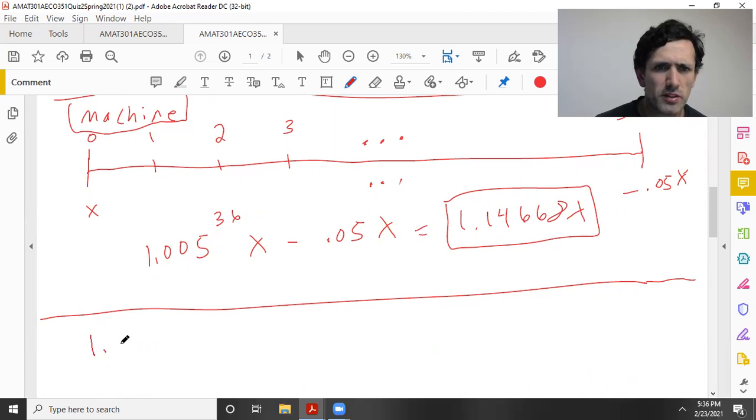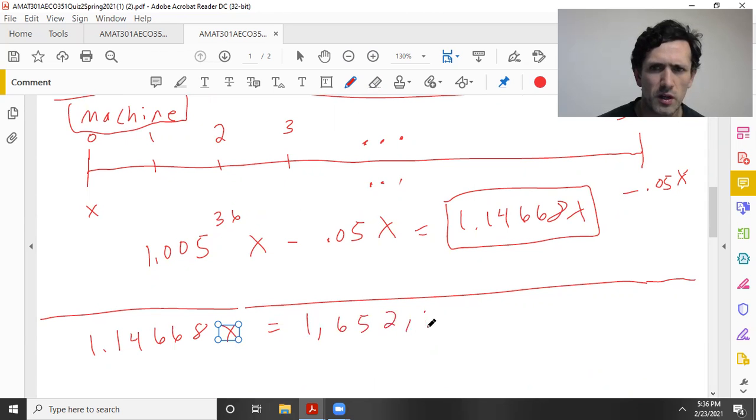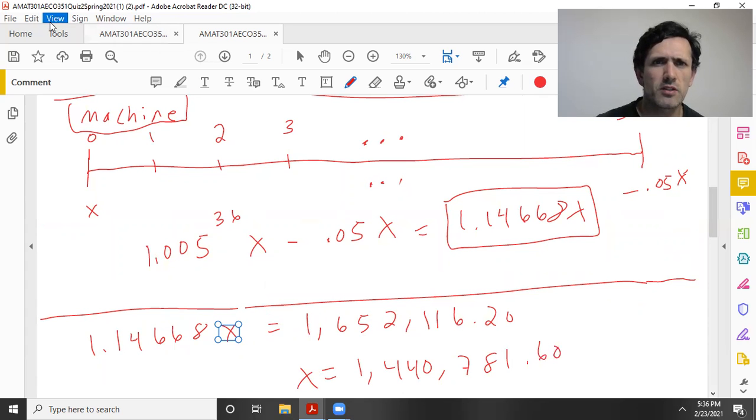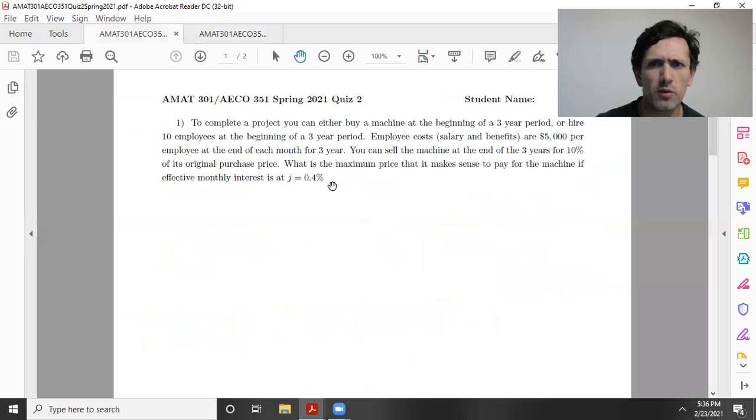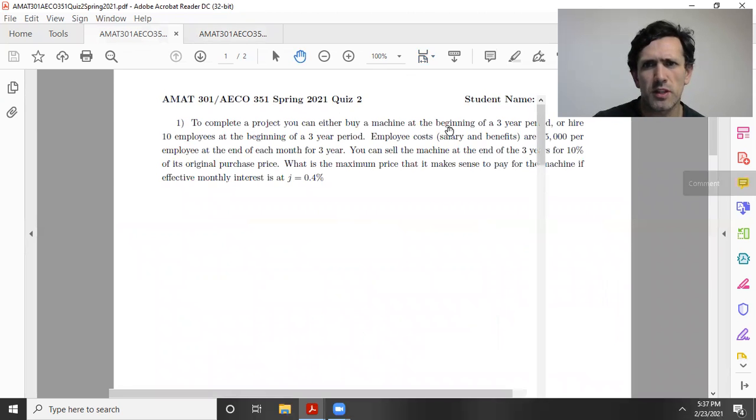But anyway, so you just set these two to be equal, 1.14668x equals 1,652,116 and 20 cents. And so x would be 1,440,781 and 60 cents.